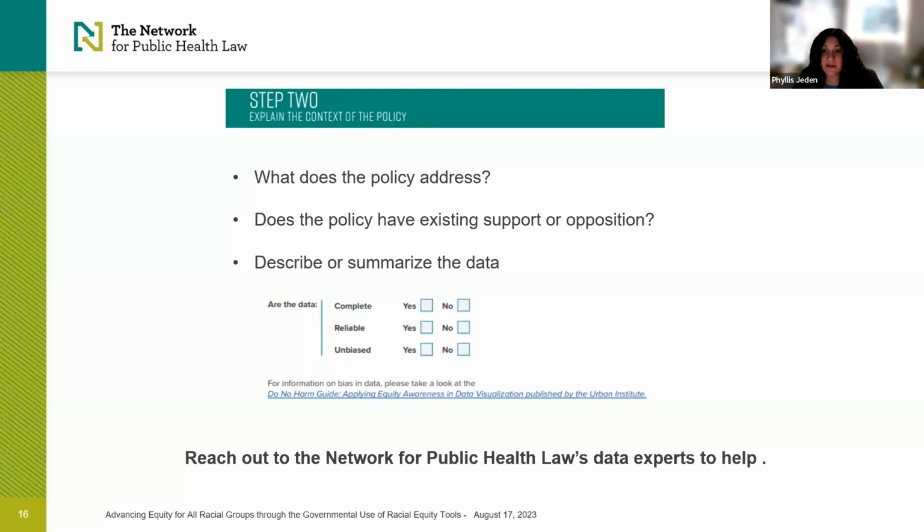Also, please note the checklist regarding whether your data is complete, reliable, and unbiased. For more information on bias and data, please see the link to the Do No Harm Guide from the Urban Institute. And if you need some assistance in your data assessment, the Mid-States region of the Network for Public Health specializes in data, and they'd be happy to help you. Please reach out. Next slide, please.